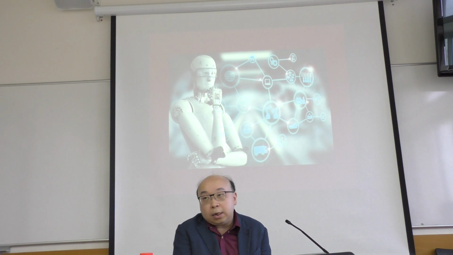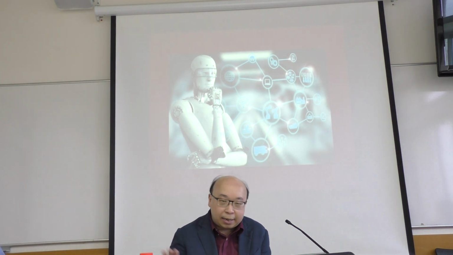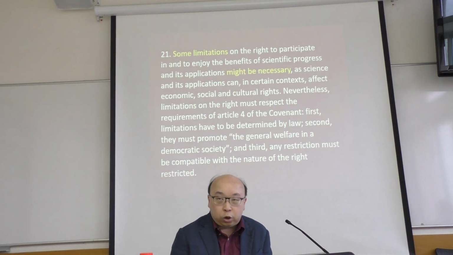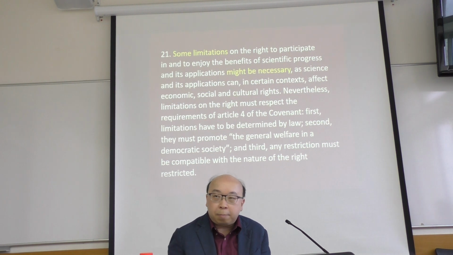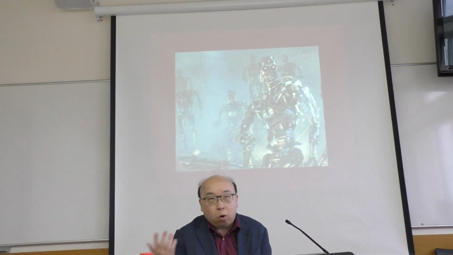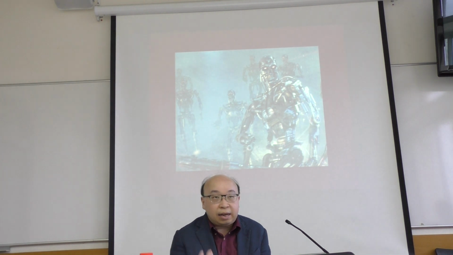And the last thing I want to end on is artificial intelligence and machine learning. As I mentioned earlier on, this year it's almost impossible for us to avoid any discussion about ChatGPT. So in the statement, they also talk about limitations. This is actually not too helpful for those people who are strong advocates of the right to research. What it says is that some limitations might be necessary. The reason we need limitations is because we want to guarantee the safety and quality of the products used by persons, right? And if you go back to the origin of a lot of the human rights treaties, it's basically about people creating those crazy scientific experiments.